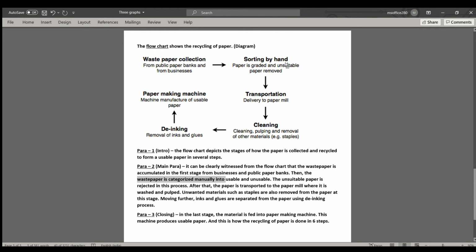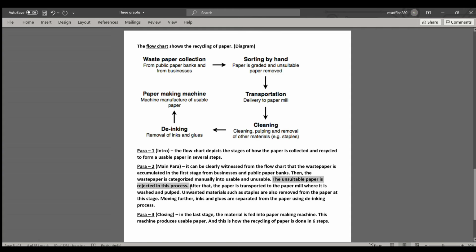So in place of sorting, I have written categorized, and in place of by hand, I have written manually. Manually means by using labor, by using force, into usable and unusable, right? So in this, I've written the waste paper is categorized into two categories, the usable and unsuitable. So the unsuitable paper here is removed. In the next line, I've written the unsuitable paper is rejected in this process. So in place of removed, I've written rejected.